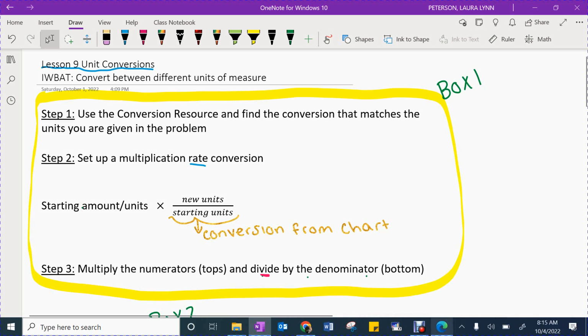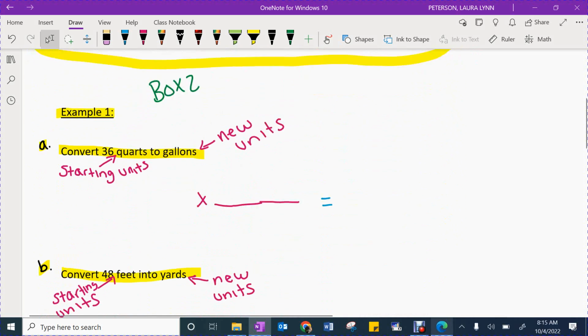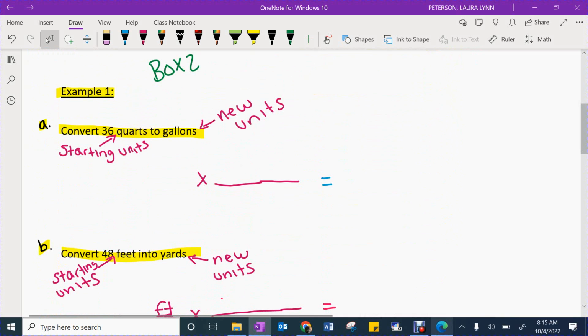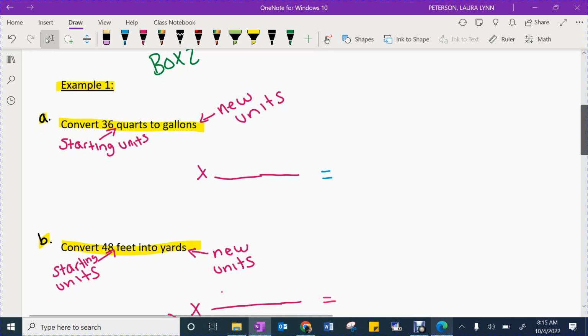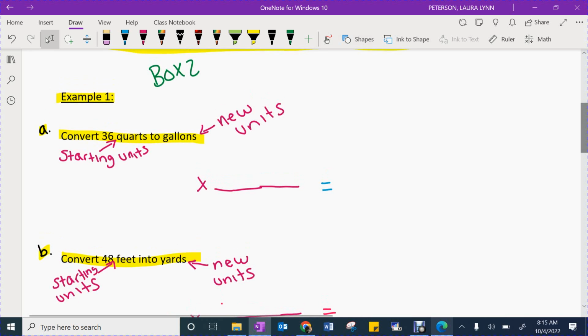Okay, let's keep going. Let's go into box 2. So inside box 2, you have example 1, part A, part B. Now what I want you to do right now is actually write down everything in yellow and write down what I'm pointing to. You might need to pause the video to do that, and please do so now.